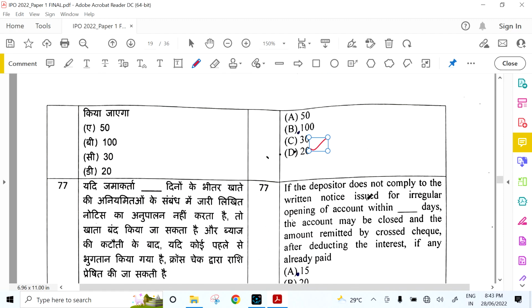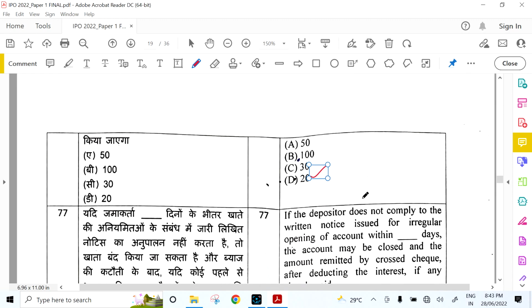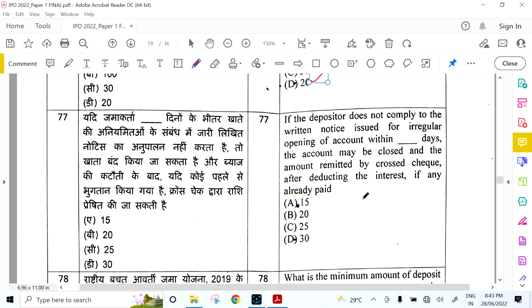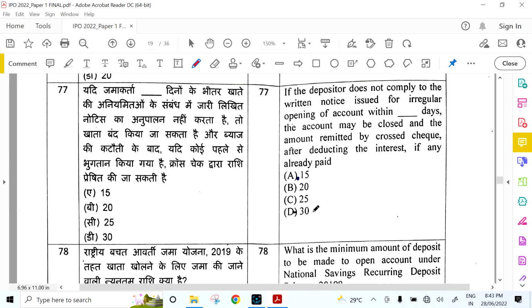If the depositor does not comply with the written notice issued for irregular opening of account within dash days, the account may be closed and the amount remitted by crossed check after deducting the interest, if any, already paid. The answer is D, that is 30, within 30 days. If the depositor does not comply with the written notice of irregular opening of account, it can be closed and the check can be remitted. This is rule 26.